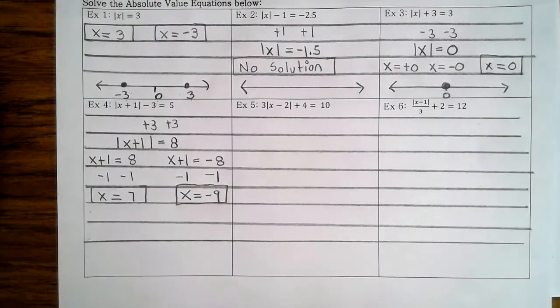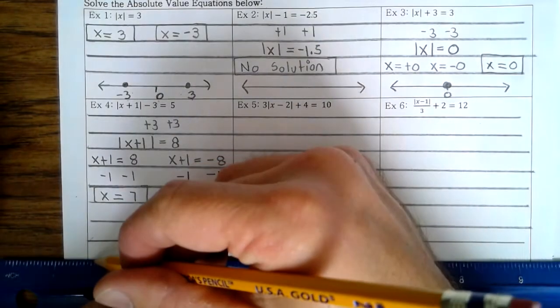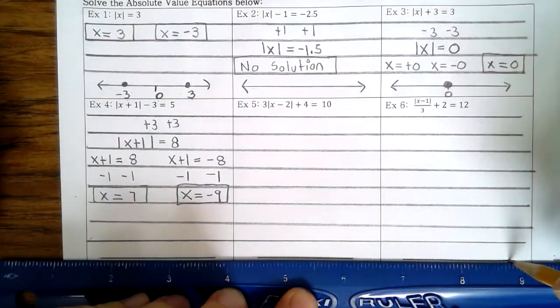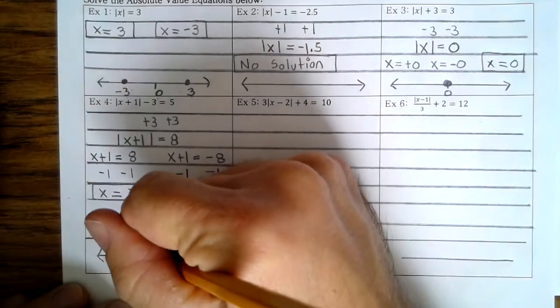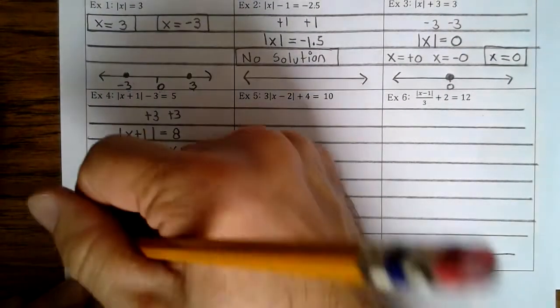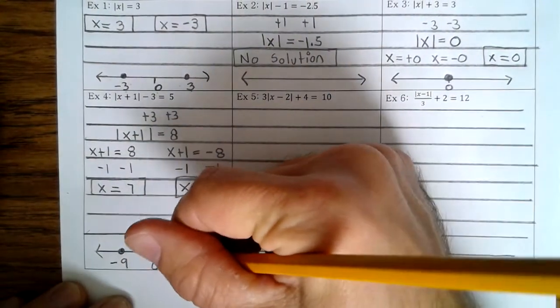Okay, so our next step is we're going to graph our solution on a number line. We always put 0 on the number line, so that separates into negative and positive. So the negative 9 is right here, and the positive 7 is right here.